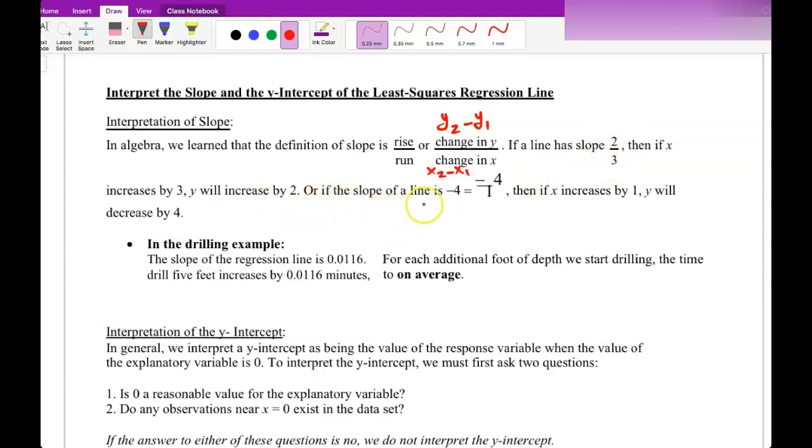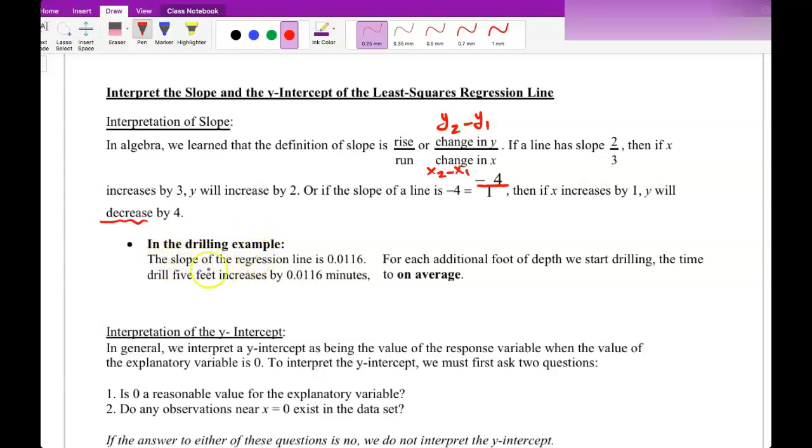Or if the slope of the line is -4, so that is -4 divided by 1, then if x increases by 1, y will decrease by 4, because the number on top is negative. That's why it's decreasing.